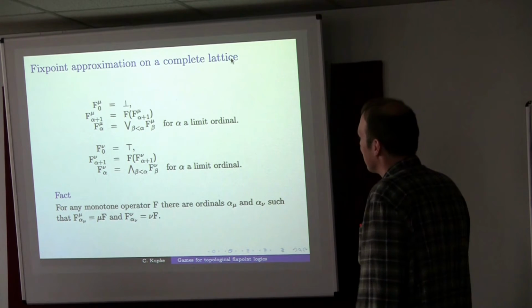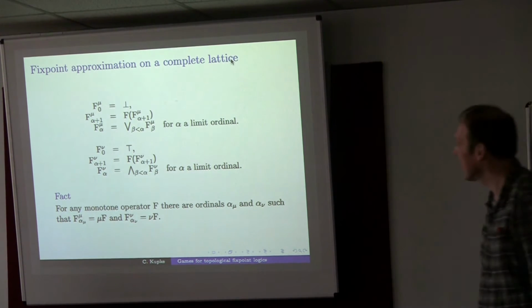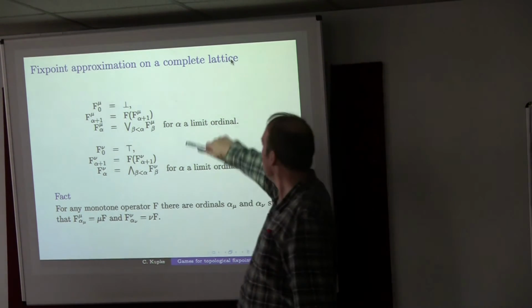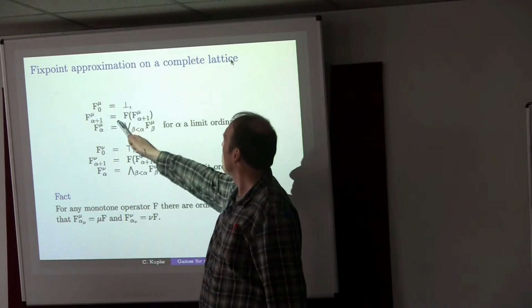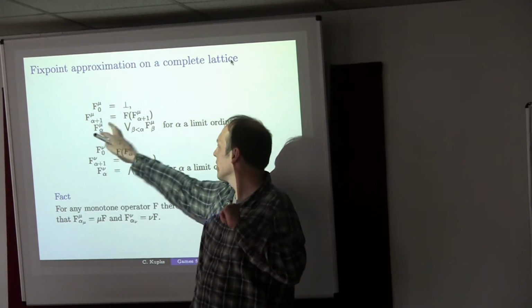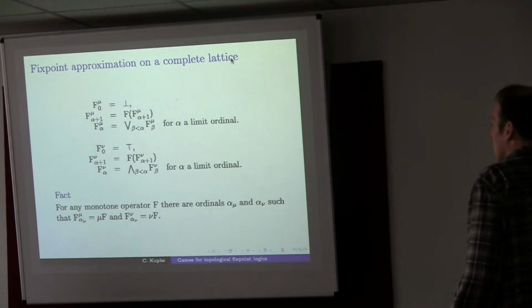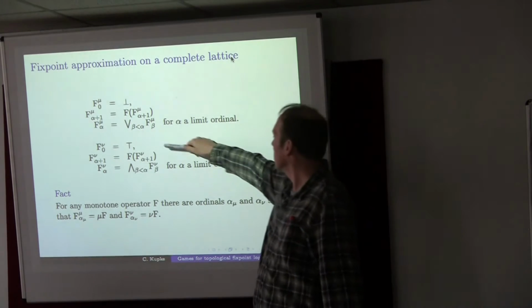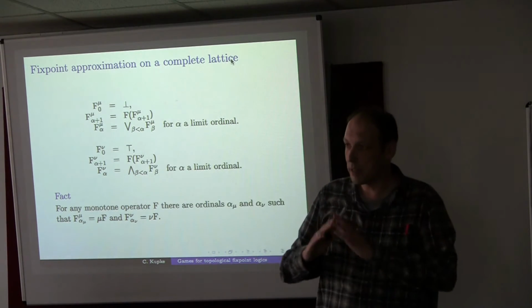And indeed, here it's on one slide. How do we compute the fixed points on a lattice, on a complete lattice? Well, for the least one, we start with bottom, and then just apply the operator until we reach a limit ordinal, where we take the join. Similarly, for the greatest, we start with top, apply the operator until we reach the limit, where we take the meet.